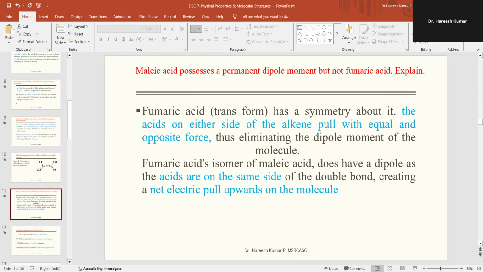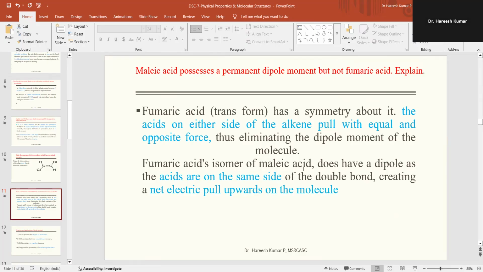You know that fumaric acid means COOH, CH, double bond, CH, COOH. Here in fumaric acid, the COOH groups are in opposite directions. Since the COOH groups are in opposite directions, their dipole moments are cancelled. That's the reason fumaric acid has zero dipole moment. Maleic acid is the cis isomer, fumaric acid is the trans isomer.